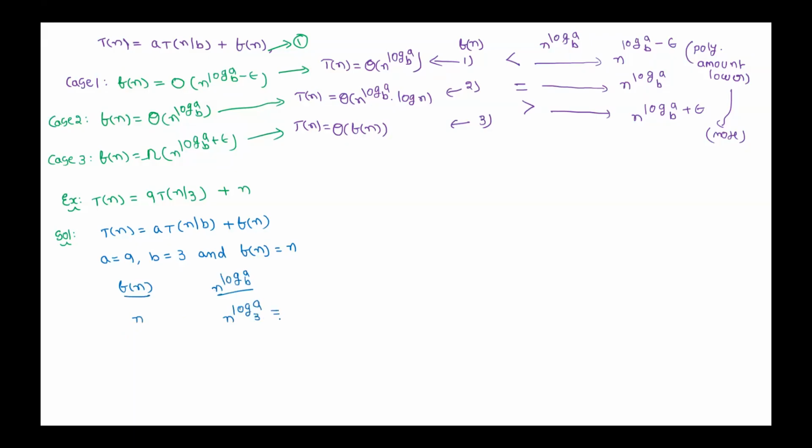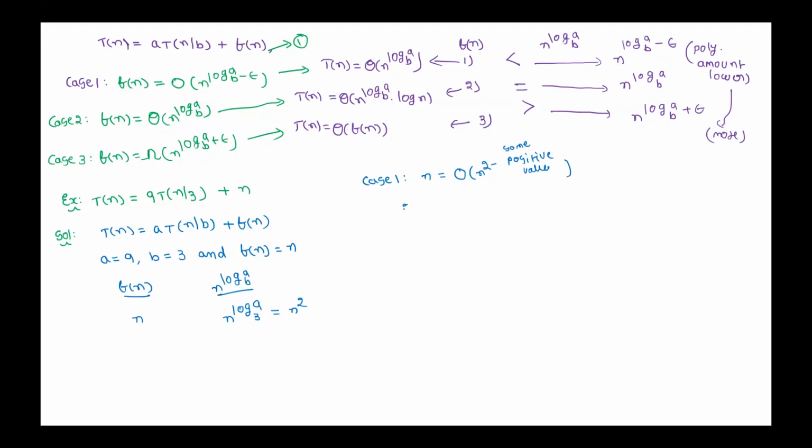What is n power log 9 base 3? n square. Now you tell me which case is applicable here: case 1, case 2 or case 3? That means what do we need to check? Case 1 means, is it possible to write n as big O of n square minus some positive value?